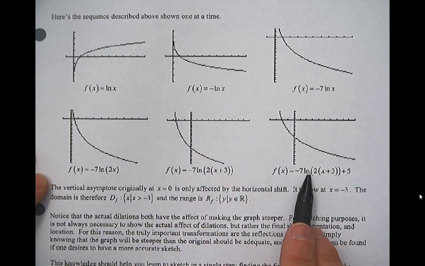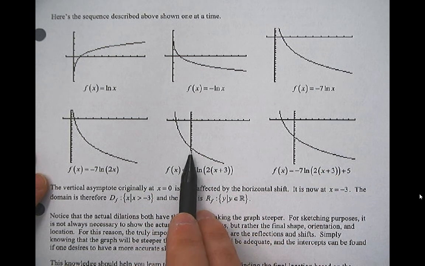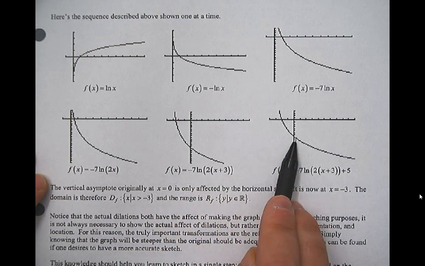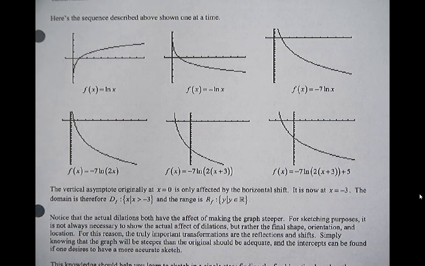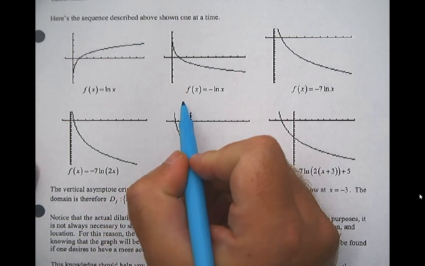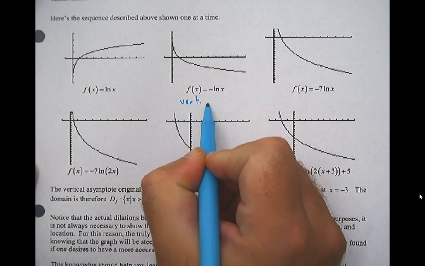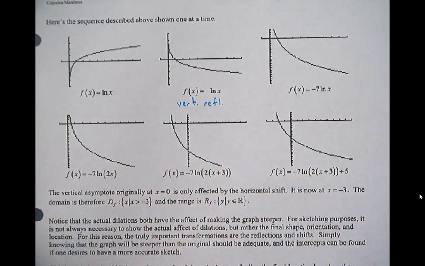And then finally, they took the graph and shifted it up 5 units. It's easiest to look at the y-intercept for that. Shifted it up 5 units. There you go. So those are all our translations. Actually, I'm going to write them underneath each one. This is a vertical reflection.